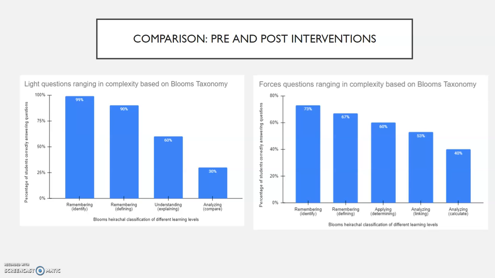The data demonstrates that while there was a decrease in the exhibition of lower order thinking skills in the pre-intervention light questions versus the post-intervention forces questions, there was an increase in the ability of students to demonstrate higher order thinking skills. It is important to note that the questions had some differences in regards to their alignment with Bloom's hierarchy of thinking and their subject matter. Therefore, direct comparison is challenging.